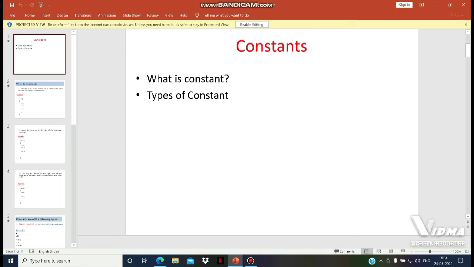In yesterday's video of C, we discussed identifiers. Today we will discuss constants. In constants, we will see what a constant is and the types of constants. First we will see what is a constant.